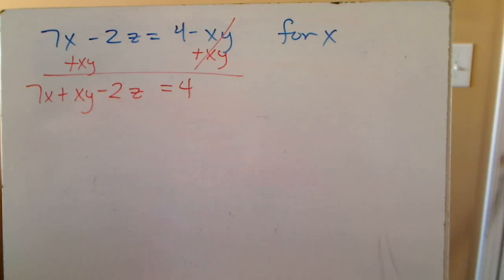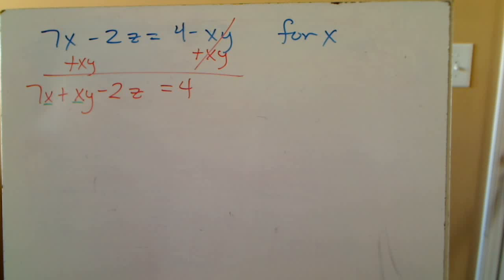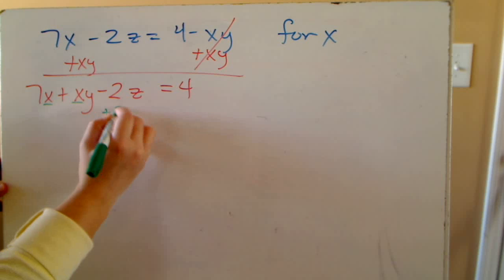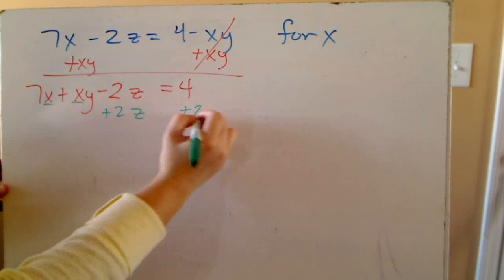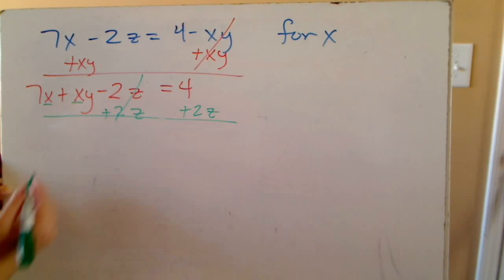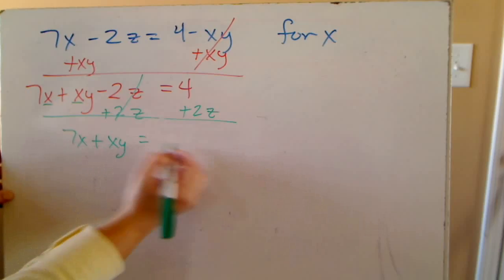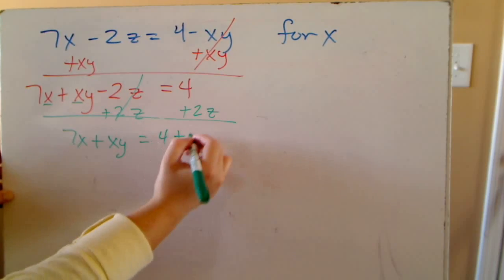So now I have the variable that I'm solving for on the same side, which is what I wanted. They're on the same side of the equal sign. They're both on the left, which is good. So I still need to move some other stuff over. I need to move this 2z over. So I'm going to add the 2z. And then I'm left with 7x plus xy equals 4 plus 2z.